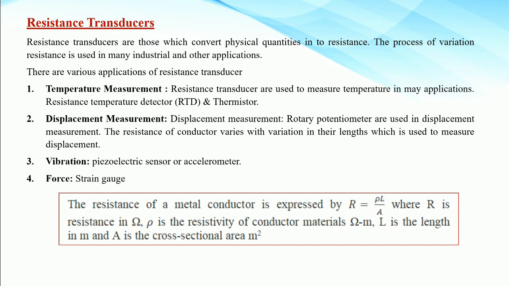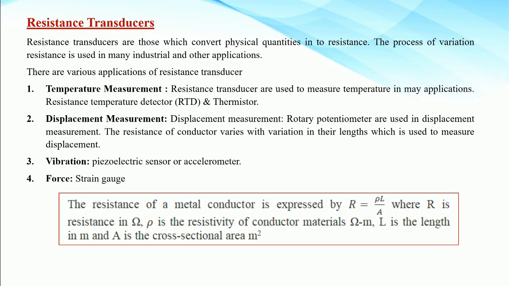In the case of a resistance transducer, the resistance of the metal conductor is expressed by this formula: R equals rho L by A, where R is the resistance, rho is the resistivity of the conductor material, L is the length of the conductor, and A is the cross-sectional area. Any method of varying one of these quantities involved in this relationship can be the basis for an electrical resistance transducer. There are a number of ways in which the resistance can be changed by a physical phenomenon.